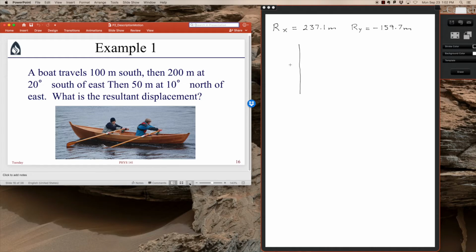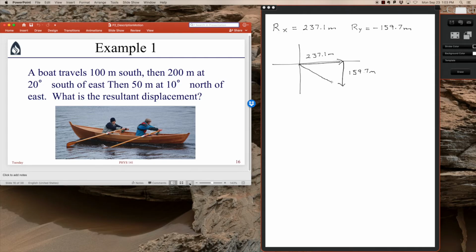Okay, so the x component is positive. So if I'm drawing my x component, it should point in the positive x direction, and it will have a length of 237.1 meters. The y component is negative, so it must point in the negative y direction, 159.7 meters long. So my resultant will look something like this.